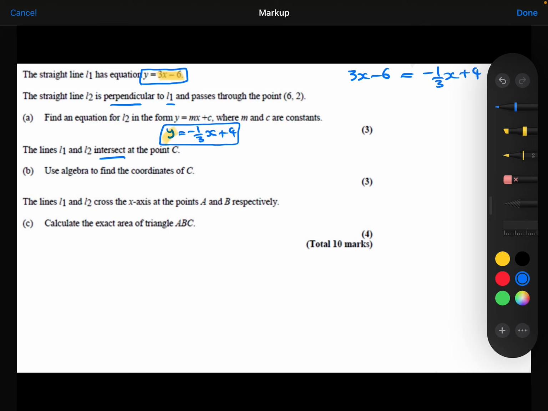I don't like the look of that fraction, so let's times through by 3 to get rid of it. We'll add x to both sides, and we'll add 18 to both sides. So x is 3. To work out the y coordinate, we can substitute 3 into either of those original equations. I think it's easier to substitute it into L1. So 3 times 3, take away 6, is 3. So C is the coordinate (3, 3).